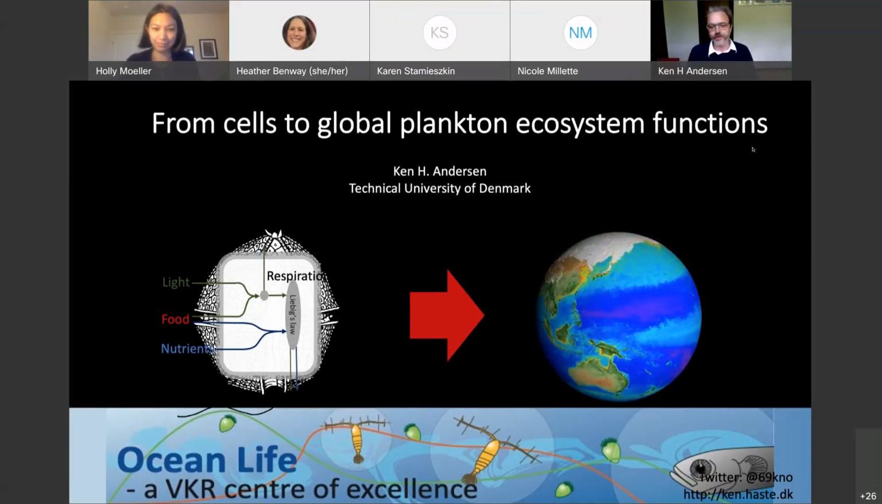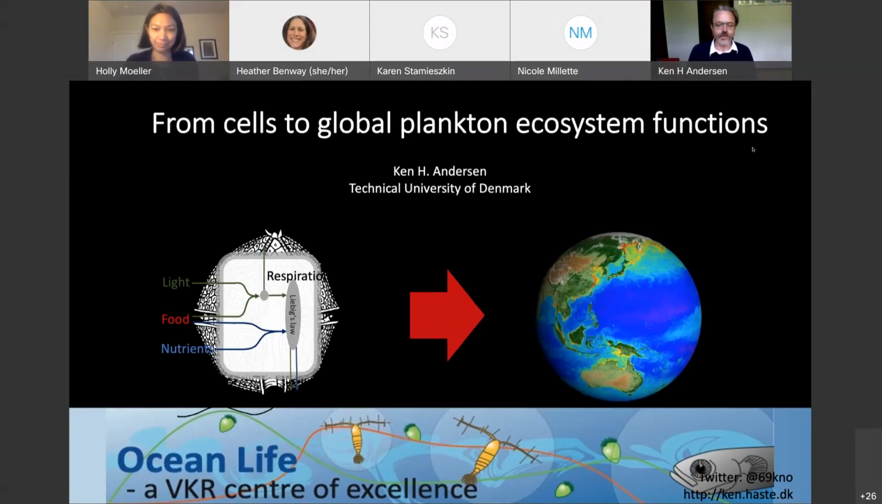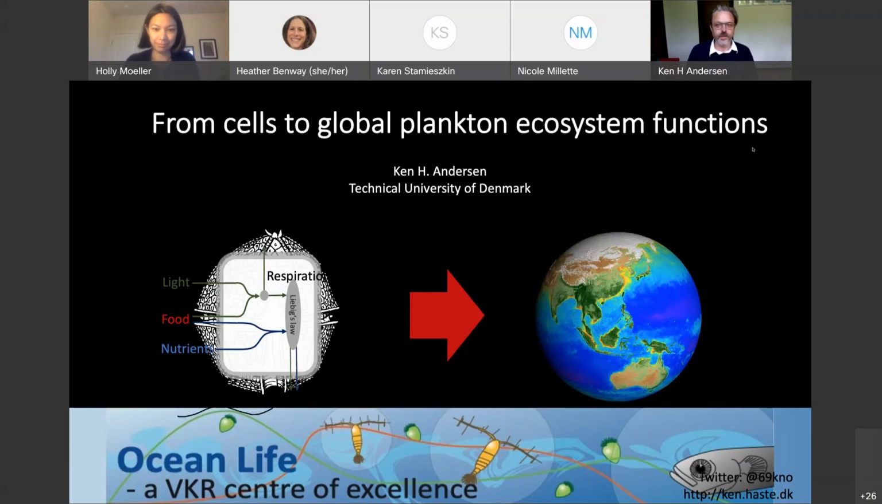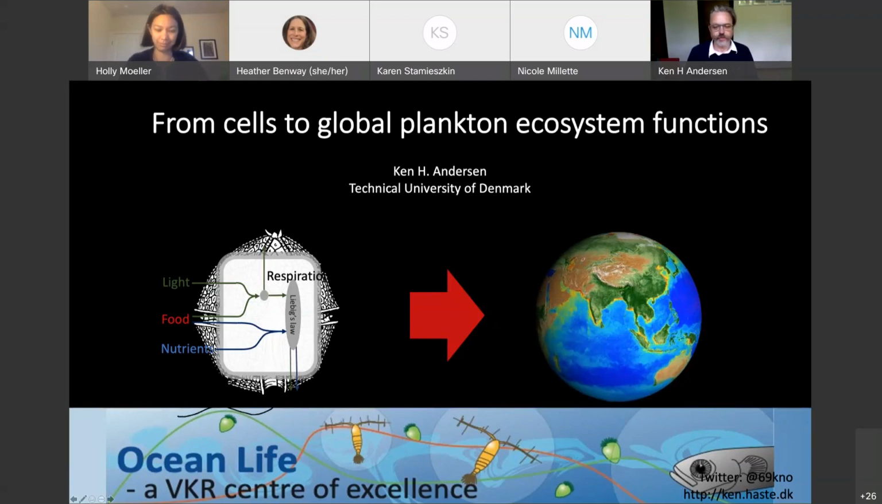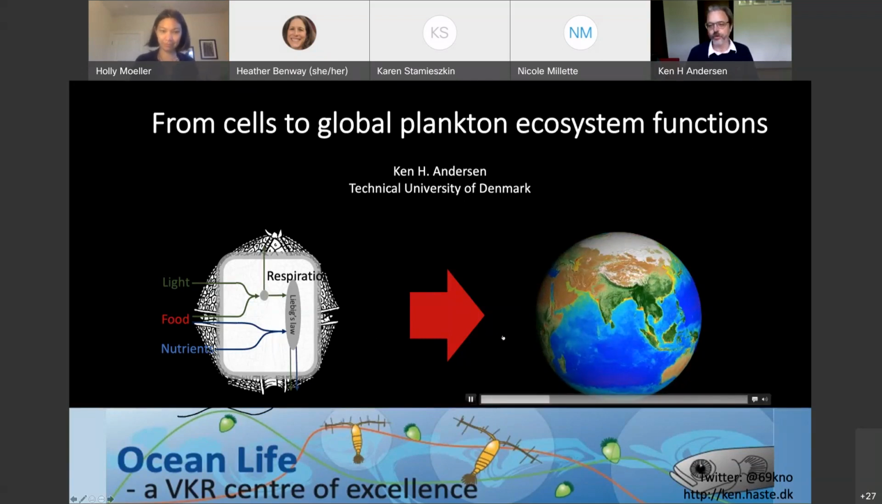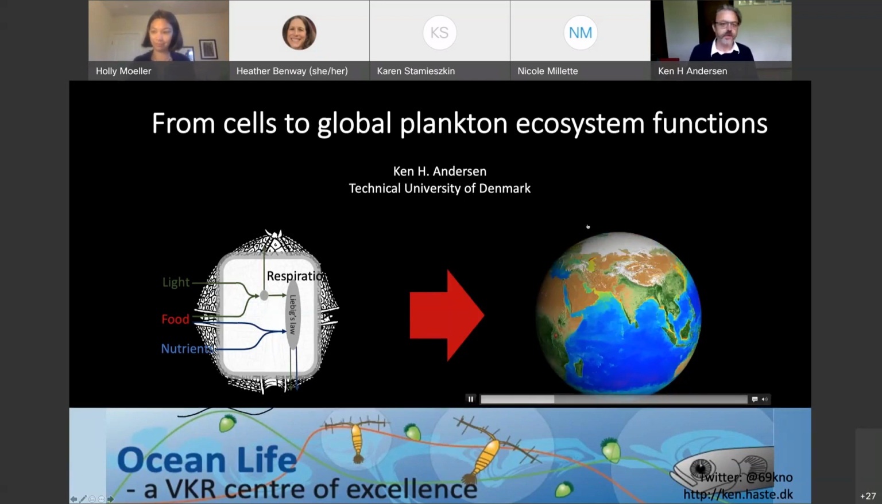So what I want to talk about here is, as Karen said, or Holly said, a minimal way of modeling mixotrophy on a global scale. Essentially, how little do we need to get some of the qualitative global features? And what I want to do is to go from a description of the single cell and the characteristics of that towards the global ocean and the global biogeochemistry.